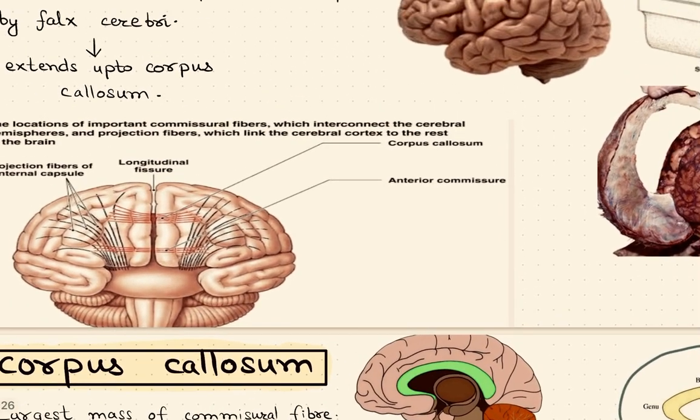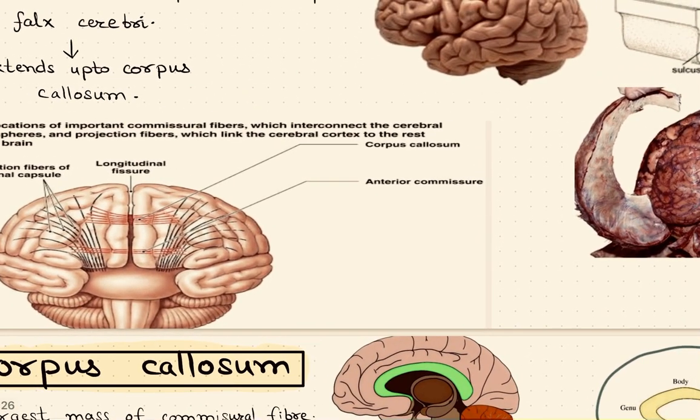Now what is corpus callosum? Corpus callosum is a commissural fiber. What are these commissural fibers? If somebody asks you what are these commissural fibers, commissural fibers are those fibers which connect two identical parts of cerebrum. These are the two identical parts which are connected by these commissural fibers, and this is nothing but corpus callosum. There are other commissural fibers also like fornix, but corpus callosum is the biggest one among them.